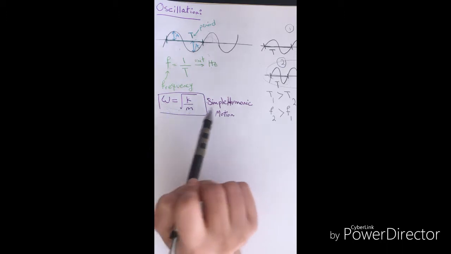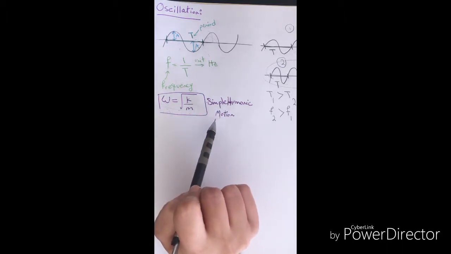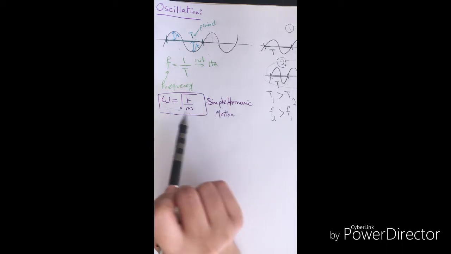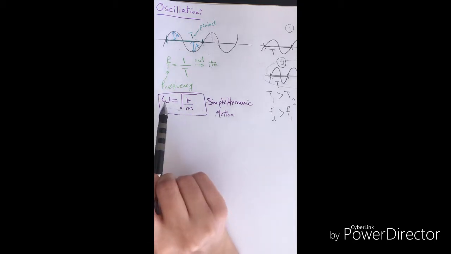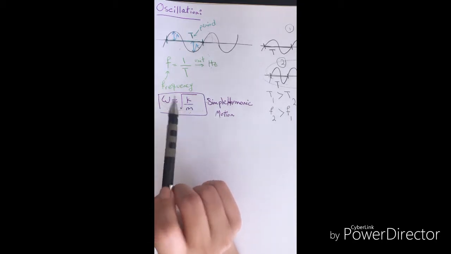This is just for simple harmonic motion. For other motions, each one has a different angular frequency. For this one, it's radical k over m.